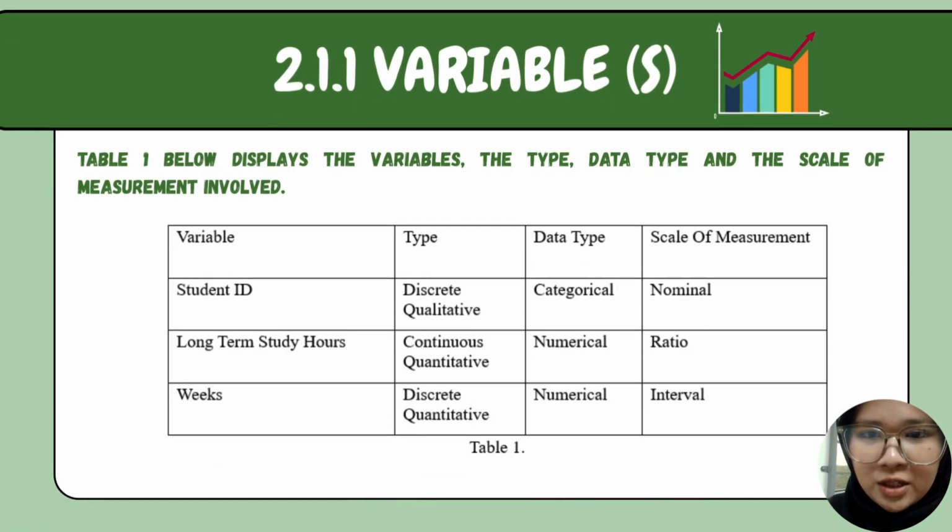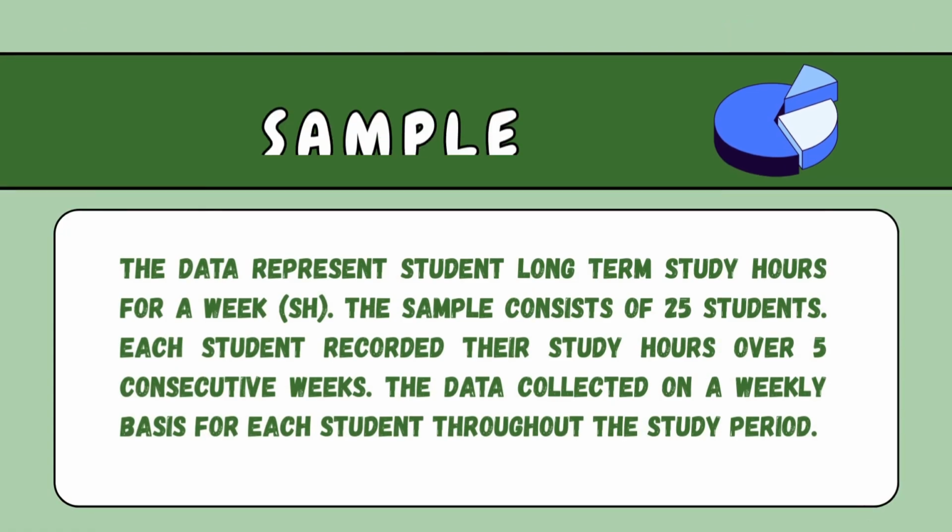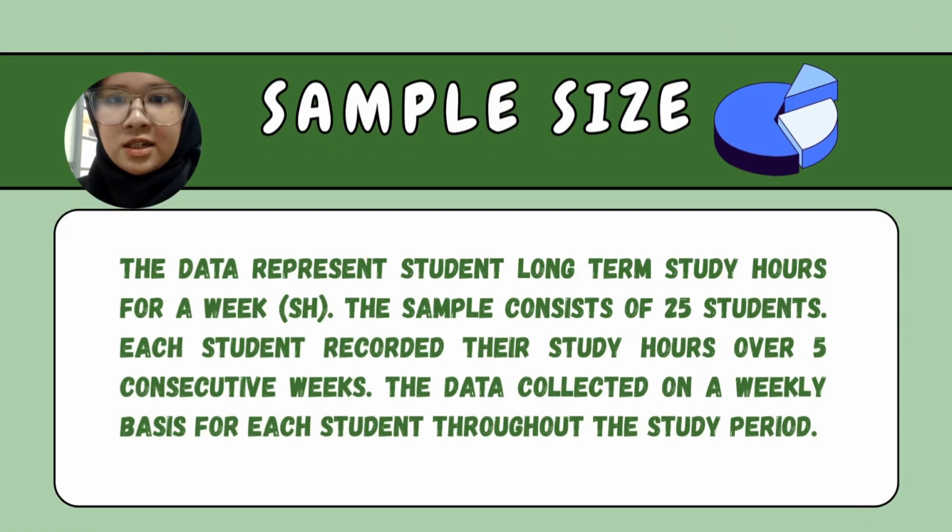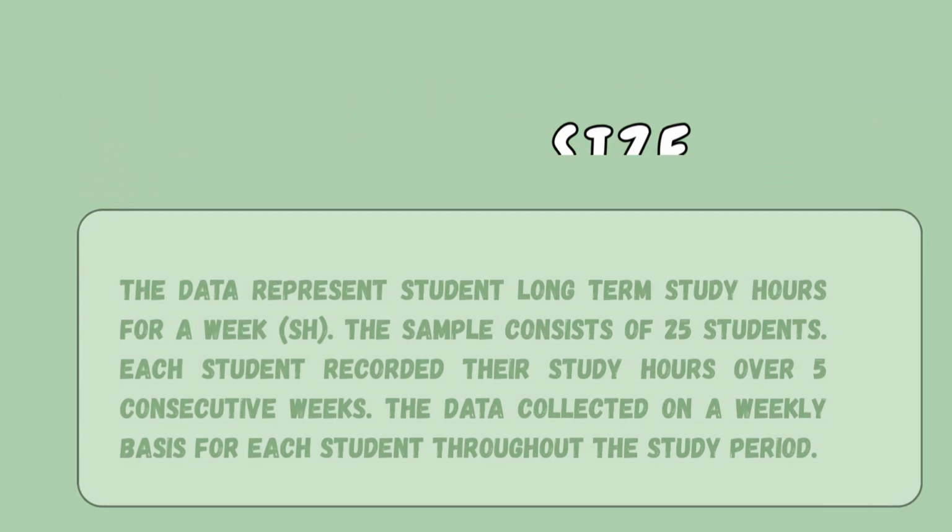The variables that we use are student ID, which is discrete qualitative, long-term study hours, which is continuous quantitative, and weeks, which is discrete quantitative. Moving on to the sample size, the data represents student long-term study hours for a week (SH). The sample consists of 25 students. Each student recorded their study hours for 5 consecutive weeks. The data was collected on a weekly basis for each student throughout the study period.